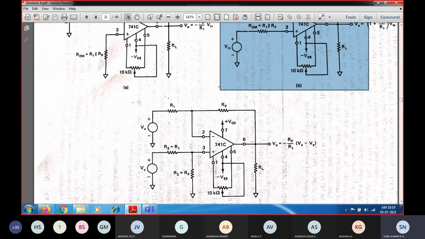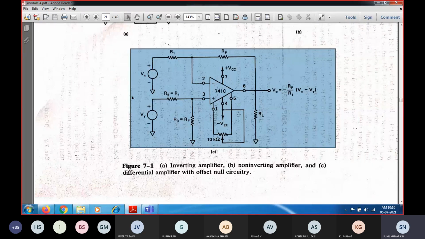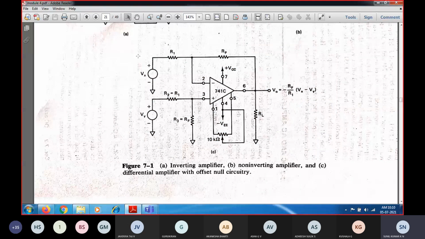Same thing, the differential amplifier with offset nulling terminal has been given. As I told, the differential amplifier is a combination of inverting as well as non-inverting. For the differential amplifier, you will have two voltage sources. One voltage will be connected to the inverting terminal, and another voltage source will be connected to the non-inverting terminal. As I told, it is a combination of the working of both inverting as well as non-inverting. So if I make Vy equal to 0, that means instead of applying the voltage source, I connect it directly to ground, because this output voltage is a combination of these two voltages.